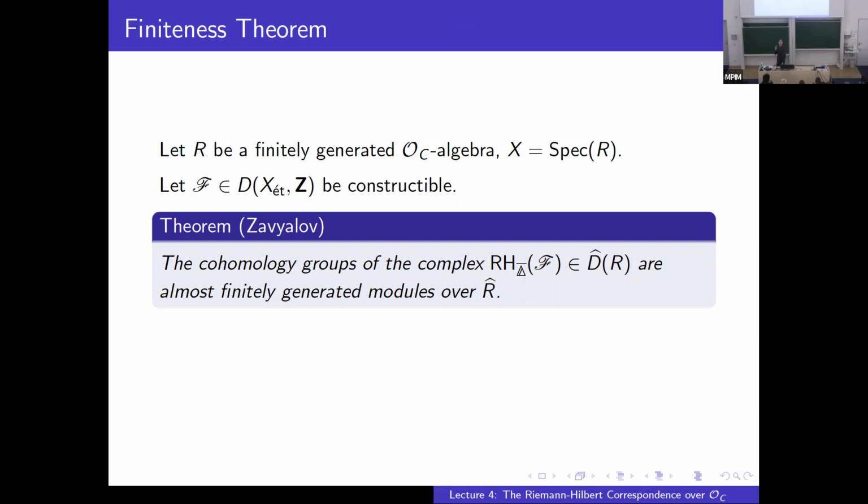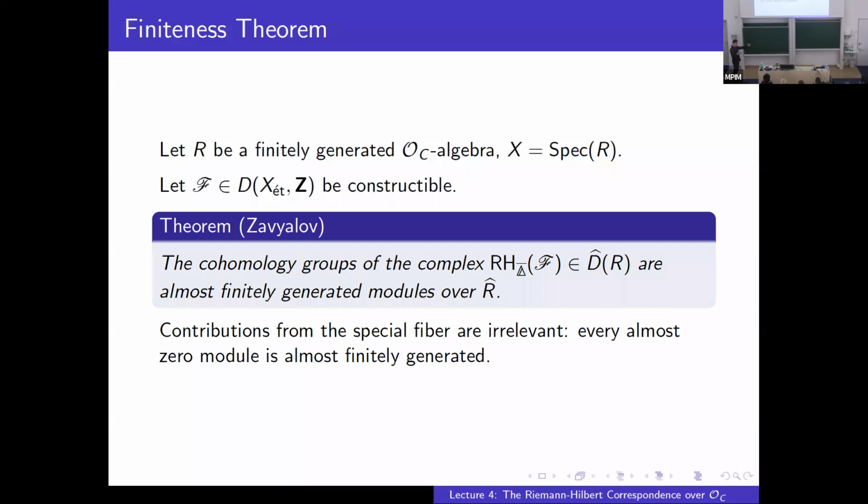So a little while ago, this finite generation looked really bad because sheaves coming from the special fiber looked like they were contributing a lot of modules, which didn't look finitely generated at all. But anything that comes via this Riemann-Hilbert correspondence from a sheaf on the special fiber of Spec R, from Spec of R mod p, is actually almost zero. And any almost zero module counts as almost finitely generated. So as long as you work in the almost category, this construction has very good finiteness properties.